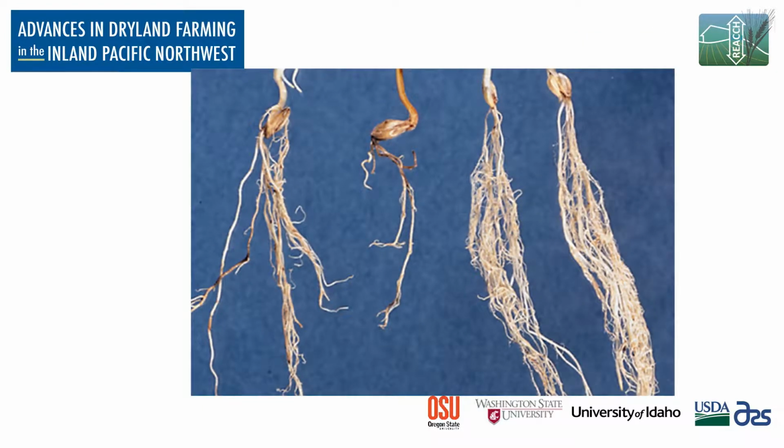Here's another example of what the roots look like. Remember I said that they were root nibblers. So on the right we have a healthy looking root system. On the left you can see that those roots are quite dramatically reduced. And of course it's not going to be able to take up as much water and nutrients.